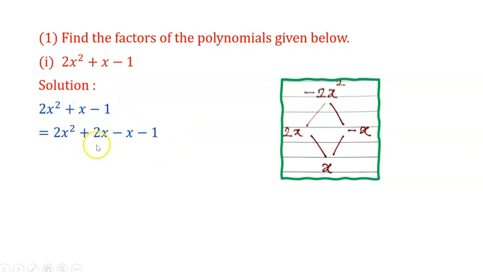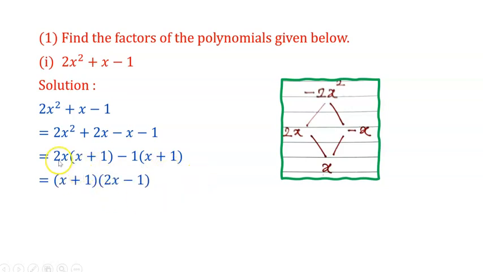Now the common from first two terms, that is 2x is common. Then in bracket x plus 1. From these two terms take minus 1 as a common. Then in bracket x plus 1. Again take x plus 1 common from these two terms. Then in the next bracket you will get here 2x minus 1. Okay. And therefore the factors of 2x square plus x minus 1 are in first bracket x plus 1, second bracket 2x minus 1.